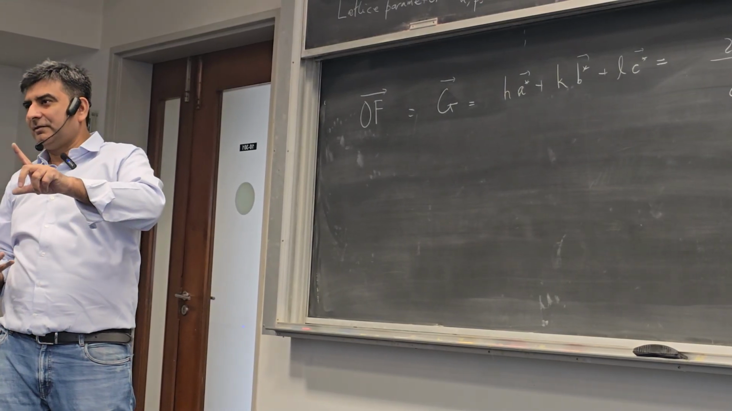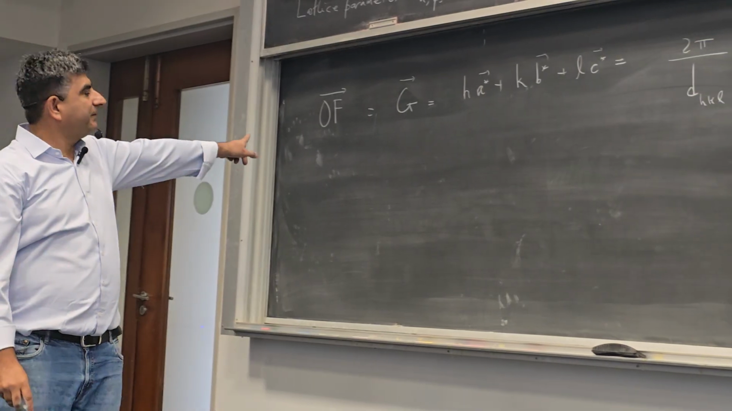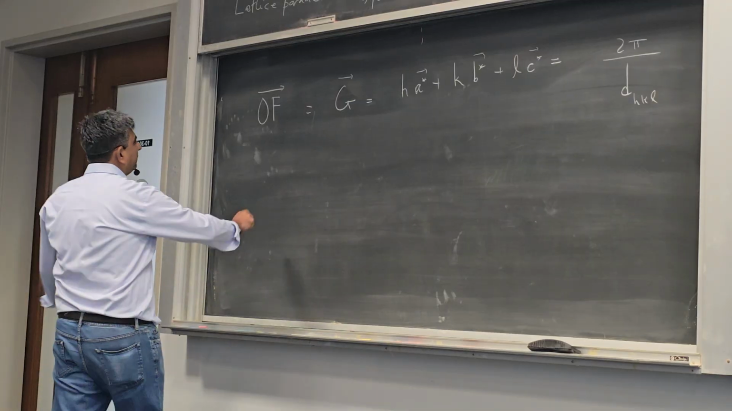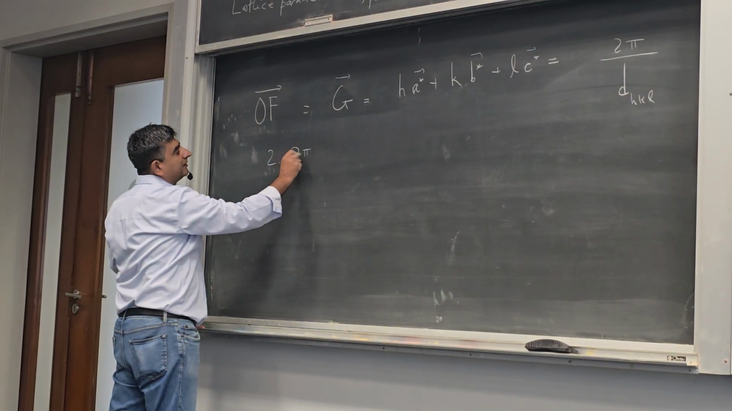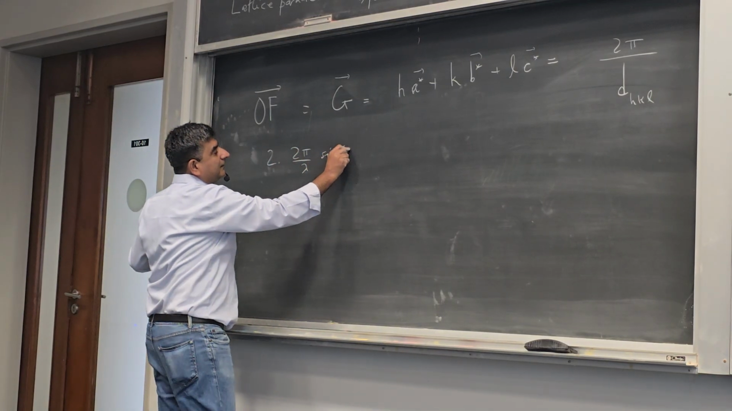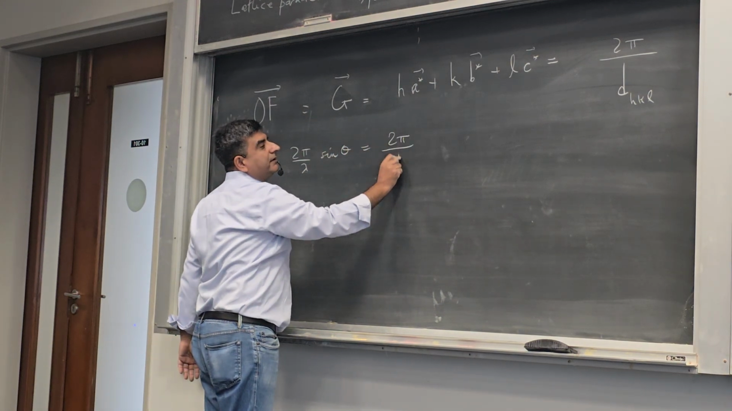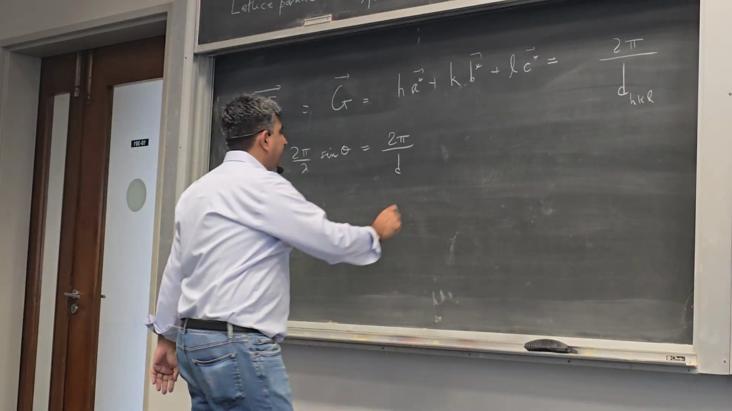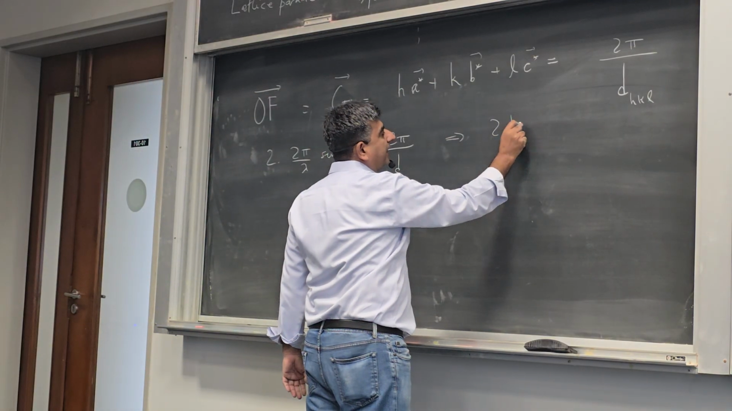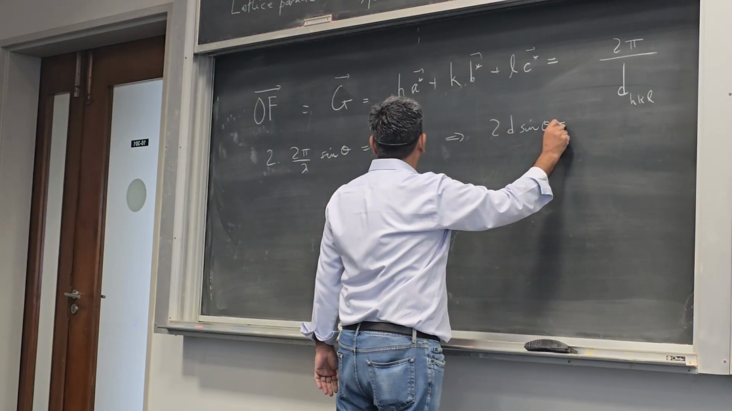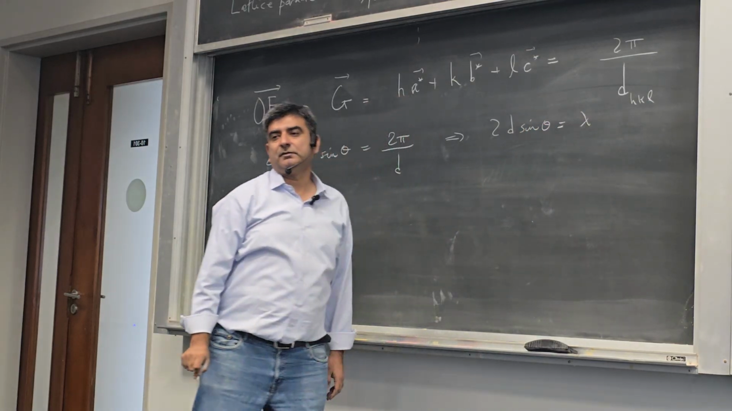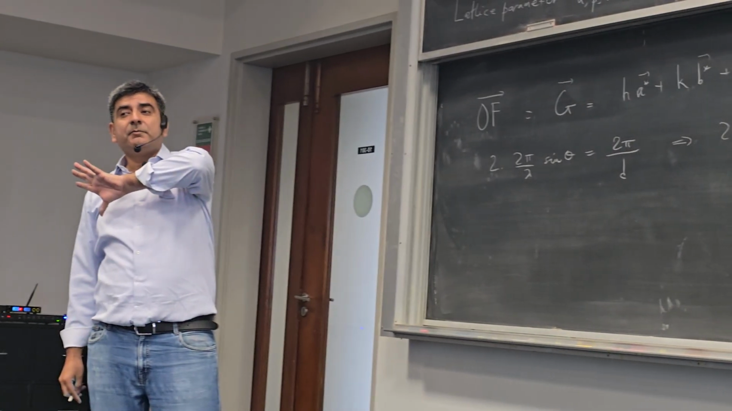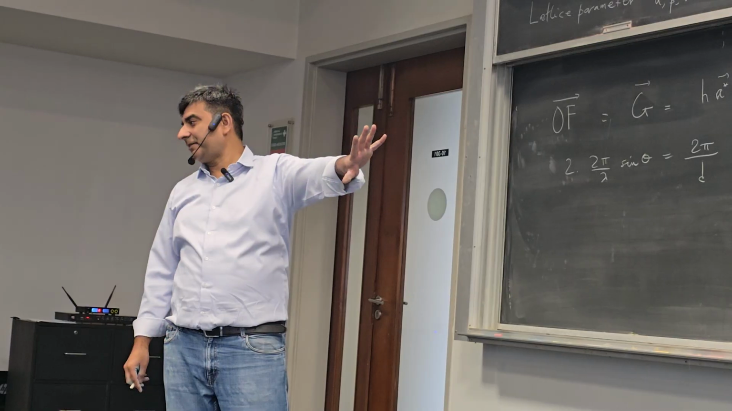So which really means that OF is equal to 2 times 2 pi over lambda sine theta, equal to 2 pi over d. I'm just suppressing the HKL symbols. This really means the Bragg law: 2d sine theta is lambda, which is Bragg's law. So the Ewald construction, however, has some other really nice interpretations.